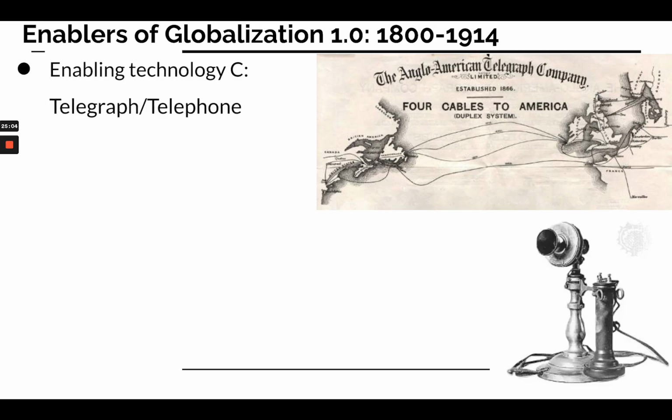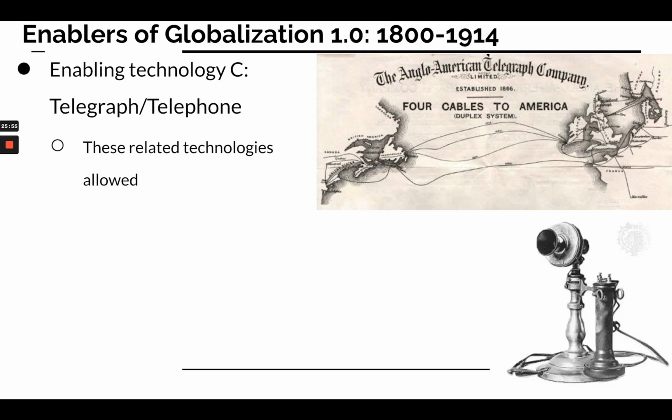The third and final bit of enabling technology we're going to consider is the telegraph and closely related telephone. The telegraph allowed signals to be carried across wires using electricity. And so this is when you would have things like Morse code and telegraph operators sending coordinated messages of taps of different lengths to signify letters of the alphabet, and then turn those into messages.